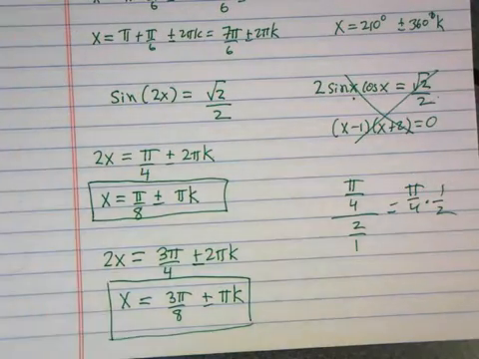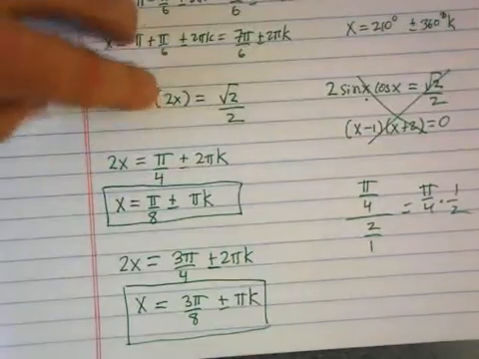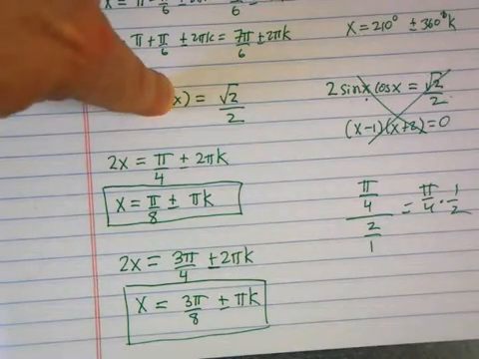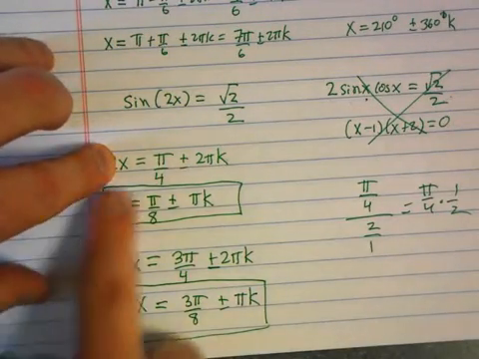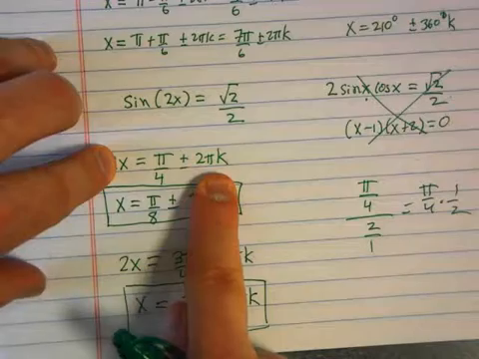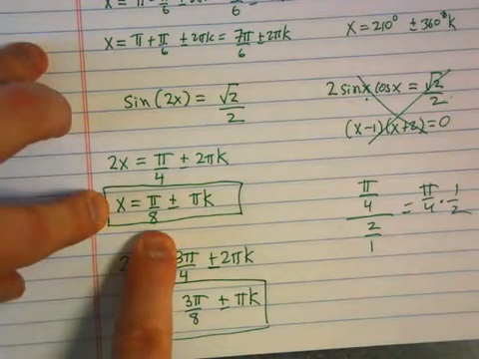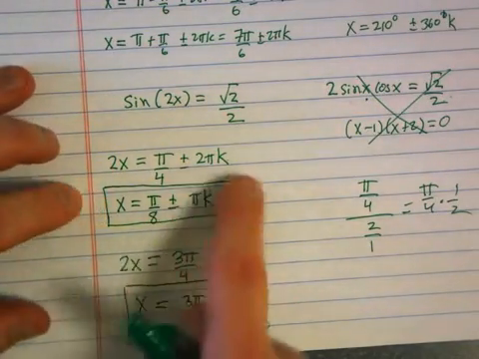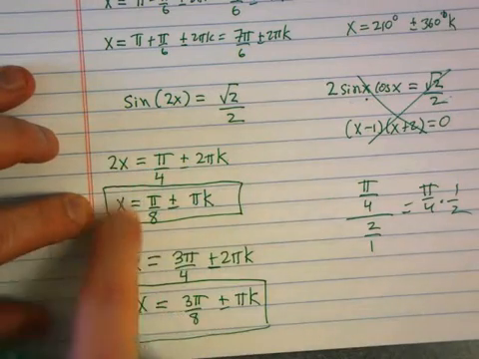Well, if I didn't have the 2x here, if I had just had an x from the beginning, then my answer would have been x equals pi over 4. But I had the 2x, so I had to divide by 2. So this gave me all the answers in quadrant 1.